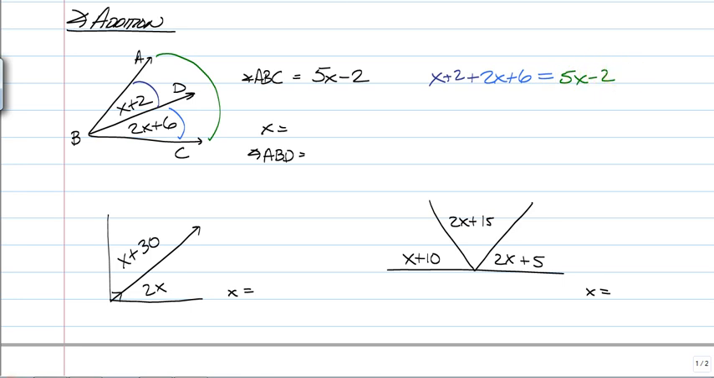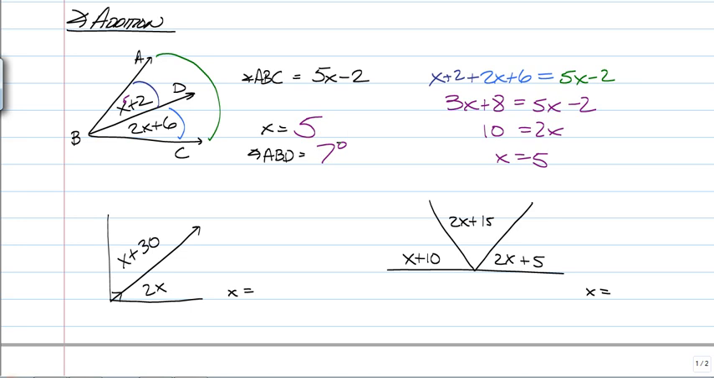From there, all you have to do is combine like terms and solve. So we have 3x plus 8 is equal to 5x minus 2. 10 is equal to 2x, so x is equal to 5. And then we just have to substitute it into angle ABD. So that would be our top angle here. So x is 5. So 5 plus 2 is 7 degrees.